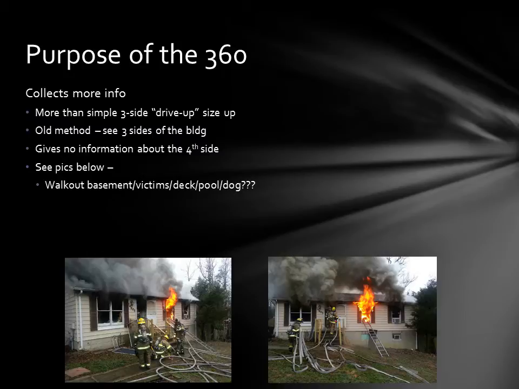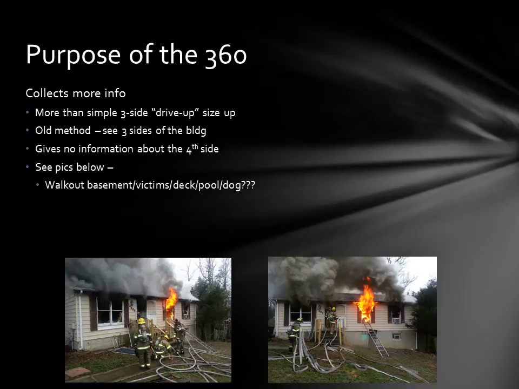In the old days, we used to do a three-sided drive-by. As long as we could see at least three sides of a building, we felt that gave us enough information to make a decision. As you can see in the pictures below, we're not seeing the full picture. We're only getting about 75% of the information that's available.